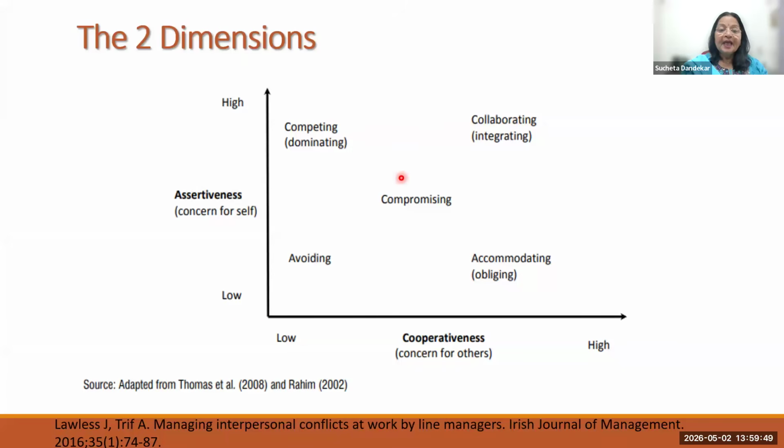So you have avoiding, where the concern for both self and others is low. Then there is competing, where you're dominating. You are saying you're right. Collaborating, you're integrating. And accommodating, you're just obliging and giving it all up. And at the same time, you could also be compromising, where you have a win-win situation. So managing interpersonal conflicts at work is something that we need to think of.